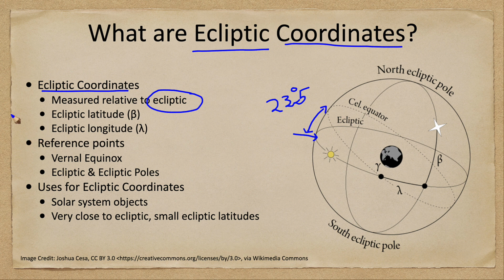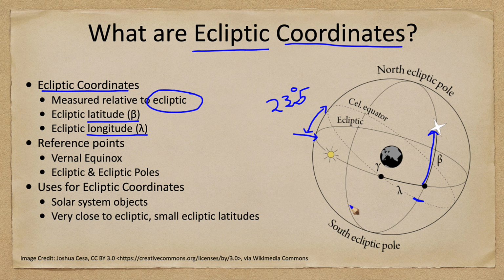And we measure two coordinates, just as we had right ascension and declination. We have latitude, which is comparable to declination. And we have longitude, which is comparable to right ascension. Now the latitude is given by the Greek letter beta here and is measured from the ecliptic up to the position of the star. So that would give you your ecliptic latitude. Now you can see that would be different because if you measure declination, you go all the way down here, in this case to the celestial equator, to measure it.